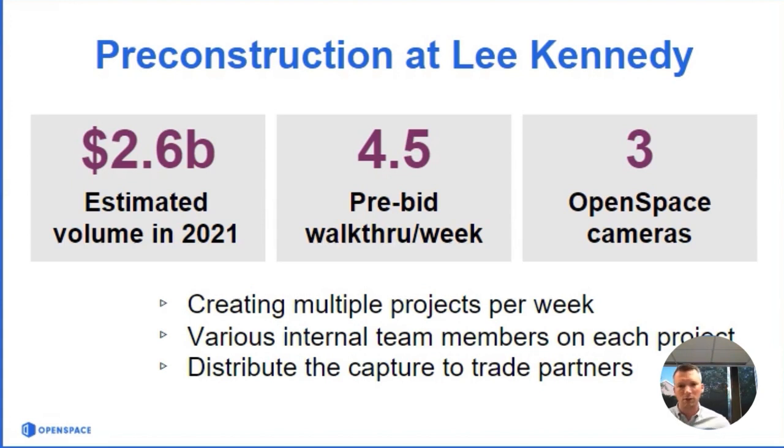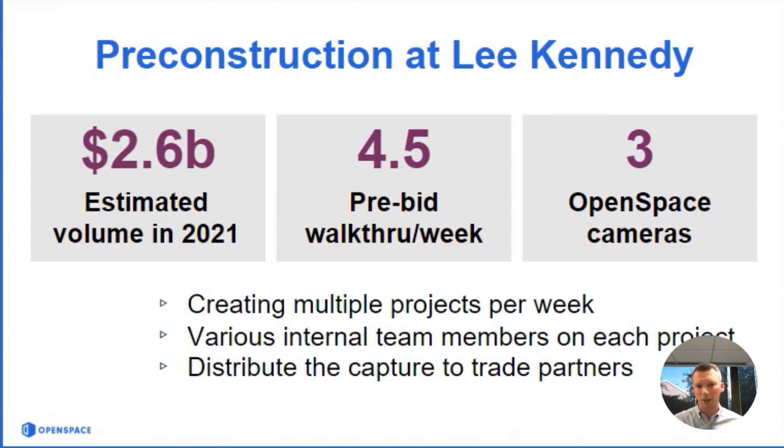The pre-construction group at Lee Kennedy is divided into our special projects team and our large projects team. Our special projects team is doing anything from a 2,000 square foot office fit out to a 360,000 square foot 12-story lab job in an existing building. But they're the ones that are churning through up to 70, 80 projects a year, just quick.